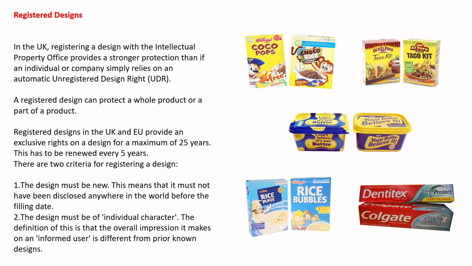So registered designs are protected in the UK and the EU. That's exclusive designs for a maximum of 25 years. You have to renew it every 5 years. There are a couple of rules you have to follow. One, it must be new, so it can't have been disclosed anywhere in the world before you file it, so you can't have had it discussed on TV. So things like Dragon's Den will have to have all the paperwork in place first before they go and publish it on TV, otherwise they wouldn't be allowed to do it.